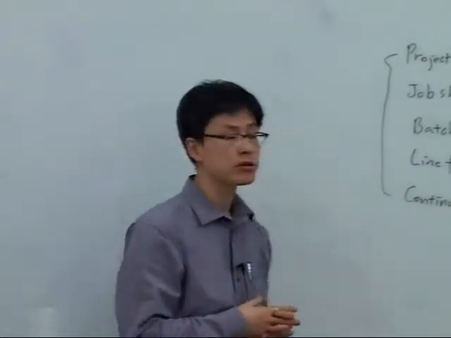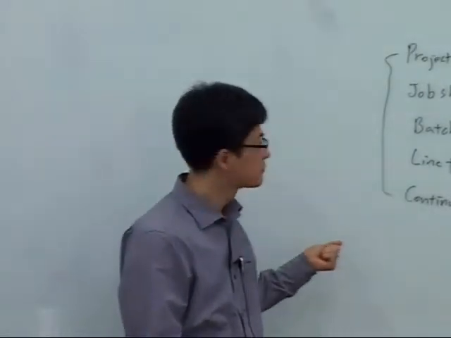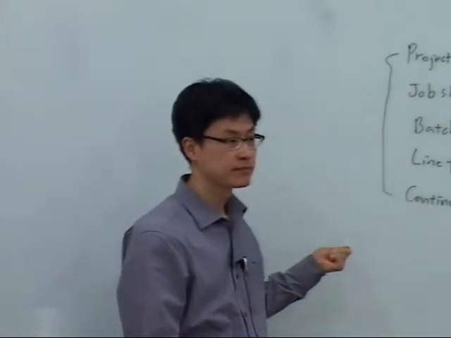What do you think in terms of the planning and control? Which one is hard to control or hard to plan? Continuous process. Why is that? Actually, it's going on and on. Yeah, if you make a mistake, you will ruin everything. That's a good point. And what do you think?